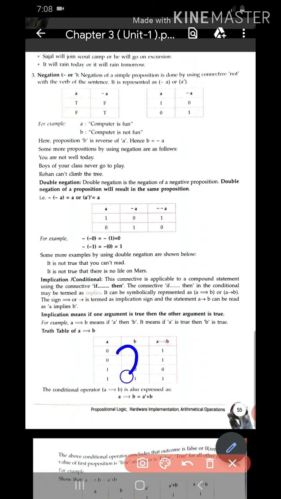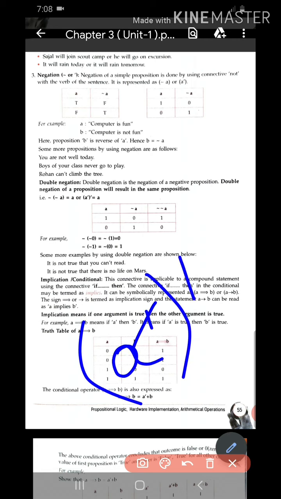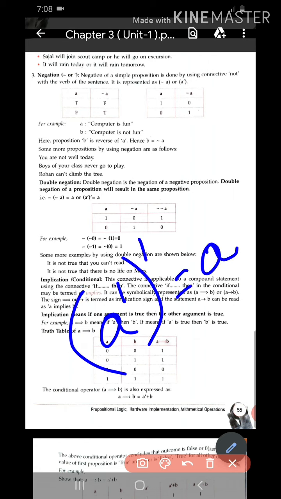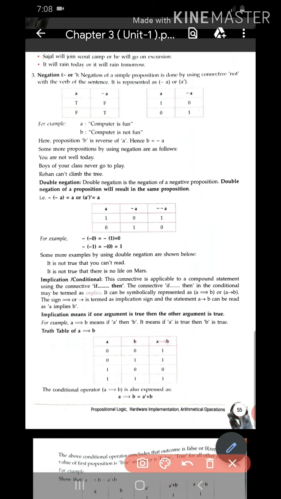If I'm writing it in this form, then the dashes will be cancelled together and we will get one answer, that is A. A dash, whole dash, is equal to A because we are cancelling the negation part. We're getting A only. These are double negation.